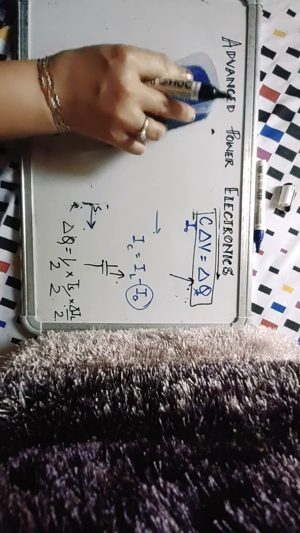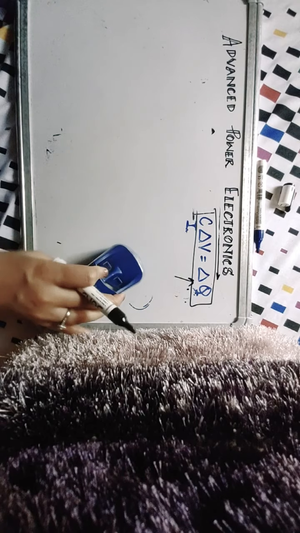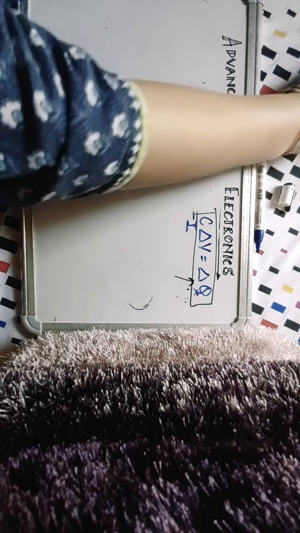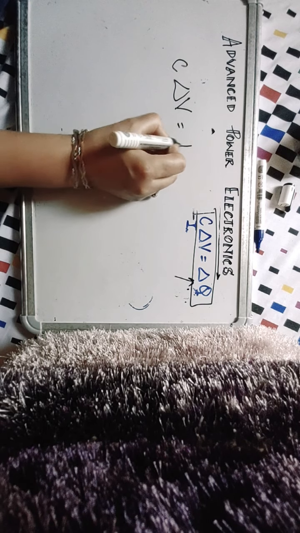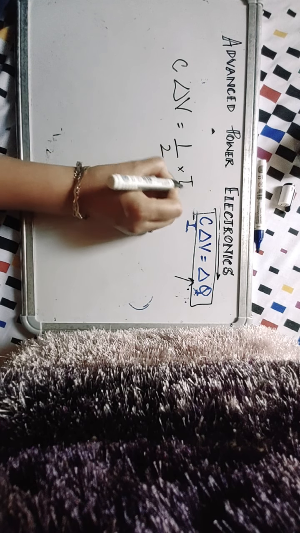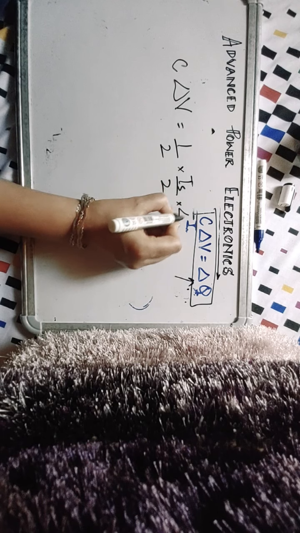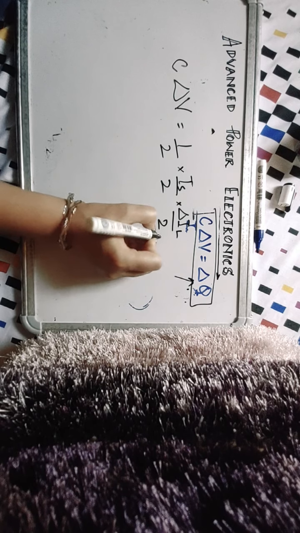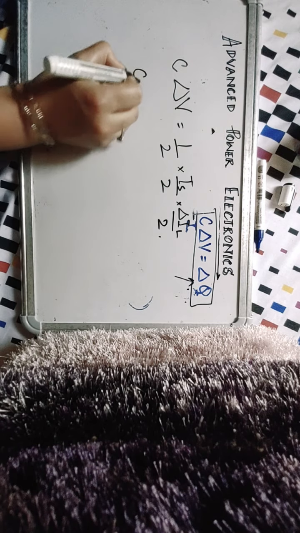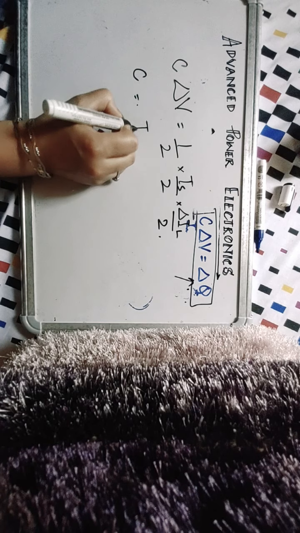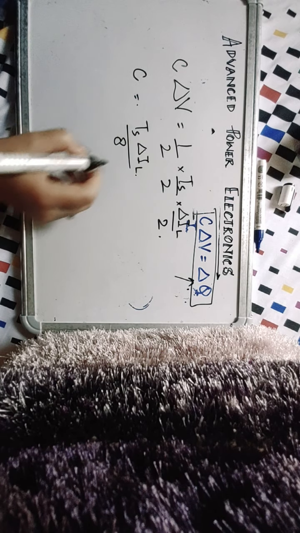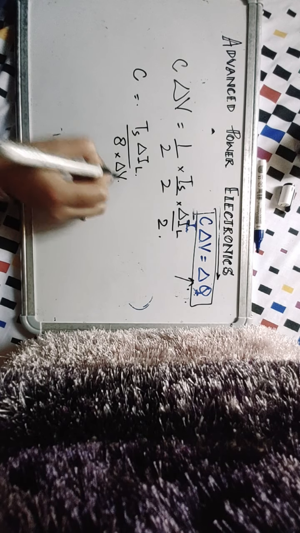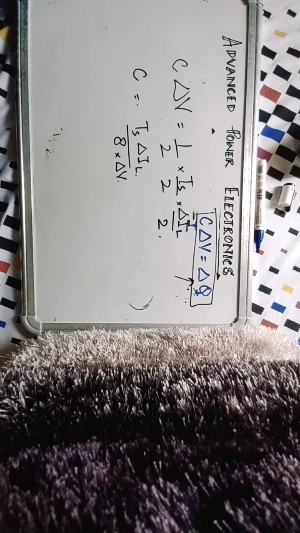Now let's go back. You have C delta V is equal to half of base into altitude, which was delta IL by 2. Now let's design C. It becomes Ts delta IL by 8 into delta V, right?